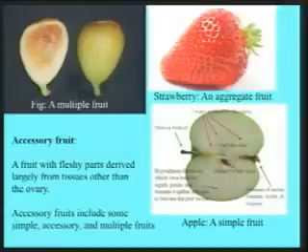Another type of accessory fruit, this should say aggregate, sorry. This is a mistake on the slide. This should say aggregate fruit here. A type of aggregate accessory fruit is strawberry. That's probably the best example that we have from commercially grown fruits that you'd be familiar with.